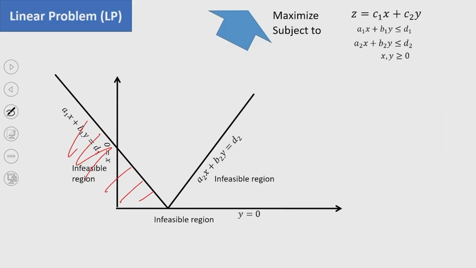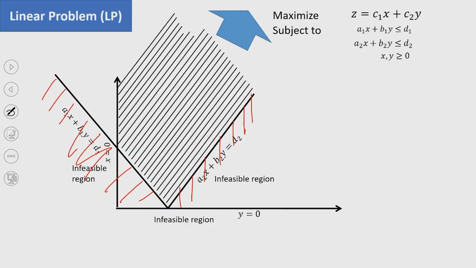So, this is the infeasible site and this is the infeasible site. Okay. And in this case, this entire search space is basically the feasible search space. So, this is the feasible region. This is also an infeasible part because x and y should be positive. So, anyway, this is also infeasible. Now, in this case, this is the feasible region.